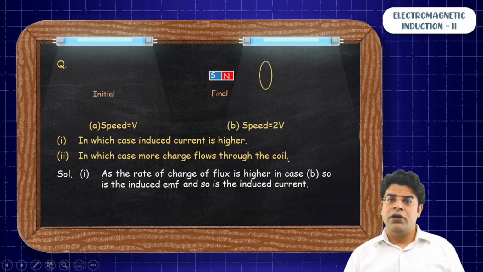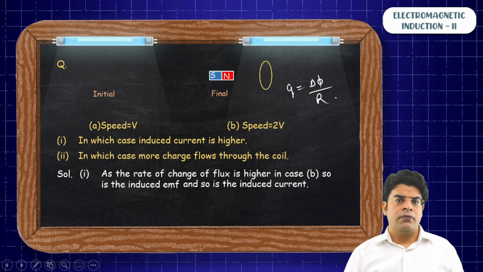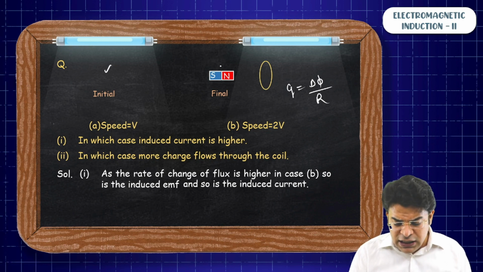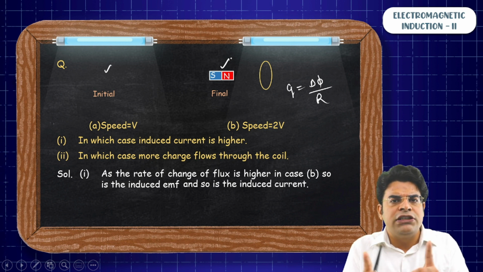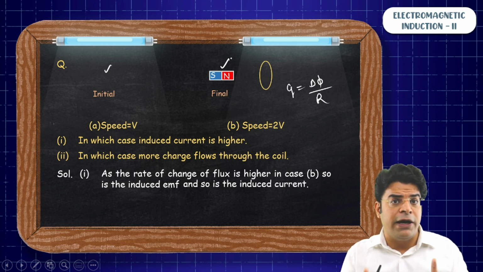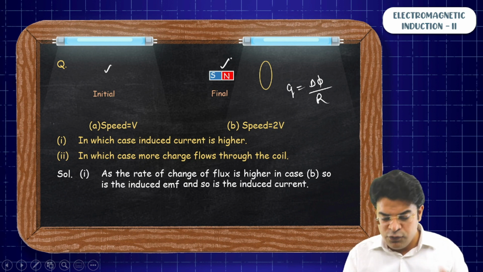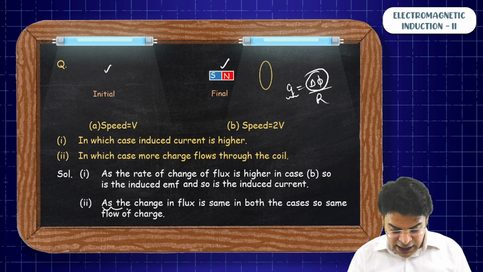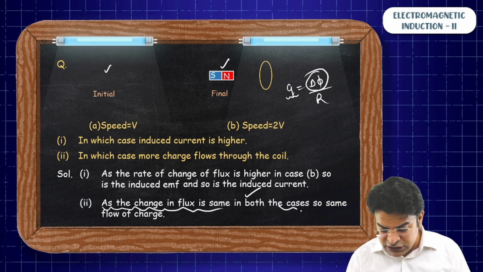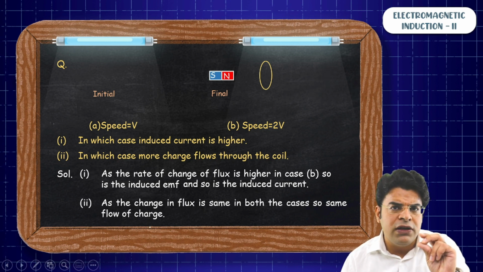Now let's answer the second part of the question, which is in which case more charge flows through the coil. We have just learned that the charge that flows in the coil is nothing but the change in flux upon resistance. For the same initial and same final position of the bar magnet, the change in flux in both cases is the same, irrespective of whether you move the bar magnet quicker or slower. Since the change in flux is the same, the charge flow will be the same. So you can say that the change in flux is the same in both cases, so the same amount of charge flows.